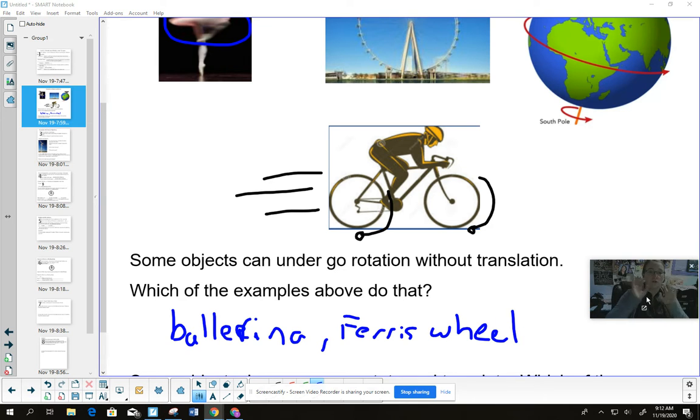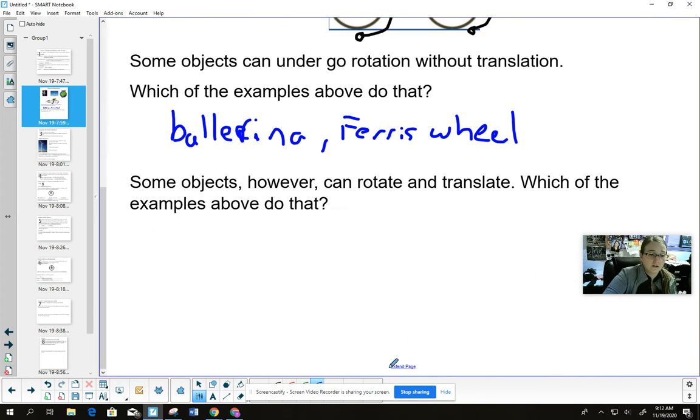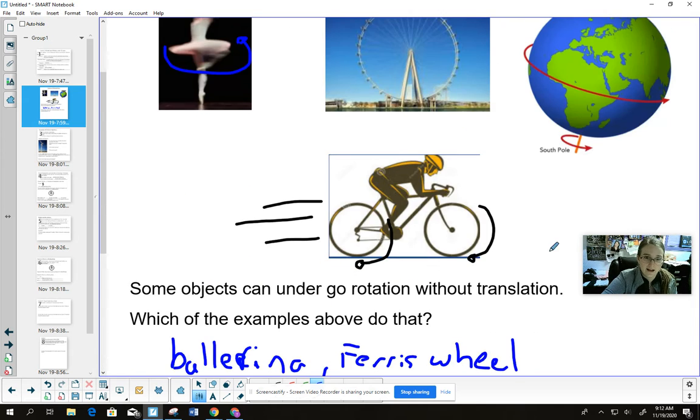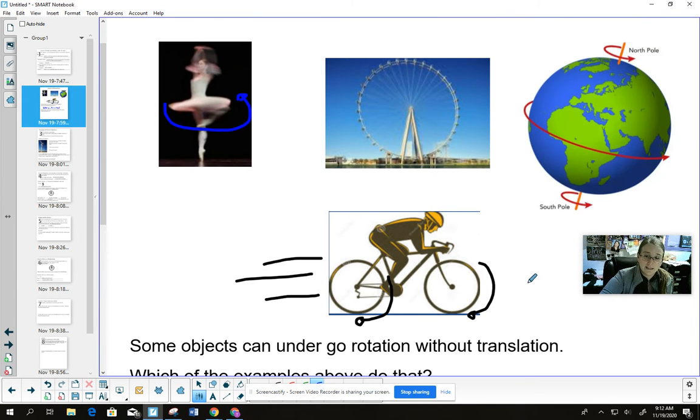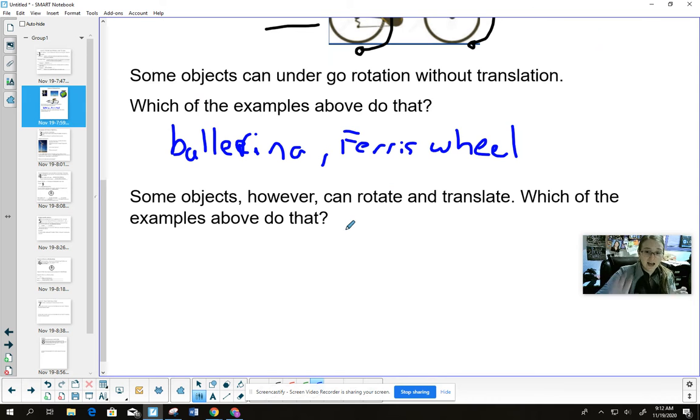Besides the height. So those rotate but don't move. Again, that's what rotation without translation means. So looking at some objects, though, can both rotate and translate at the same time. Obviously, looking at the two that are left, we're talking about the Earth because, yes, we're spinning about the axis, but we're also rotating about the sun at the same time. So the Earth is rotating and translating.